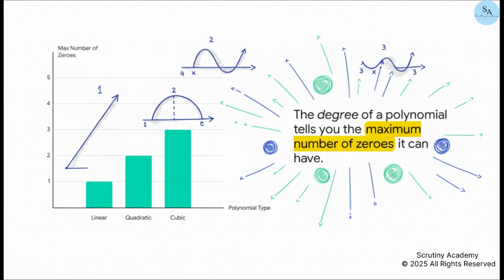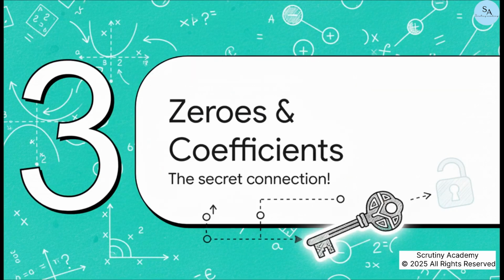So how many zeros can you have? Well, remember the degree? It gives us a massive clue. The degree tells you the maximum number of zeros possible. A linear polynomial has a degree of 1, so it can cross the x-axis at most once. A quadratic, degree 2, can cross a maximum of 2 times. A cubic, degree 3, can hit it up to 3 times. Simple, right?